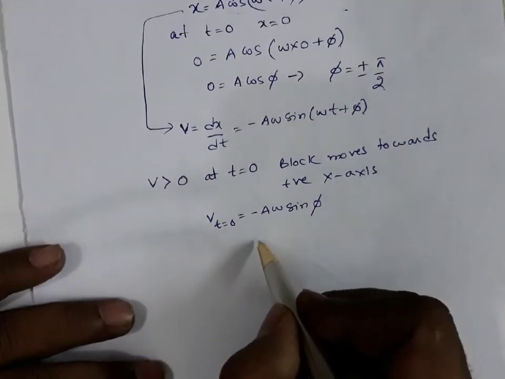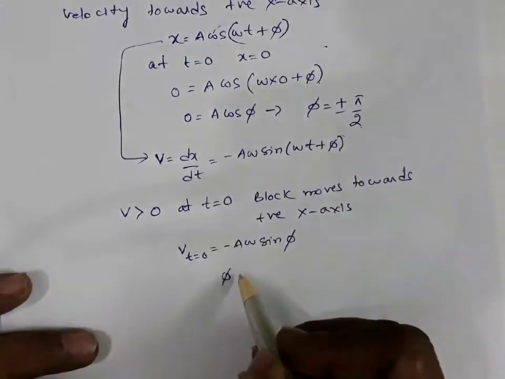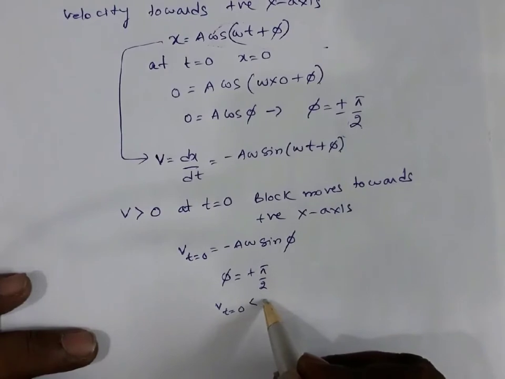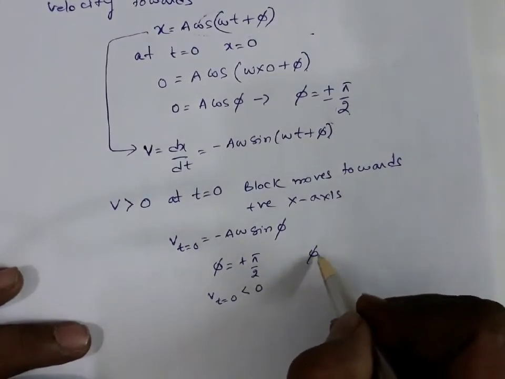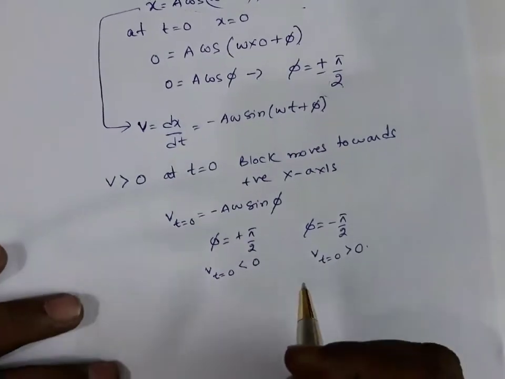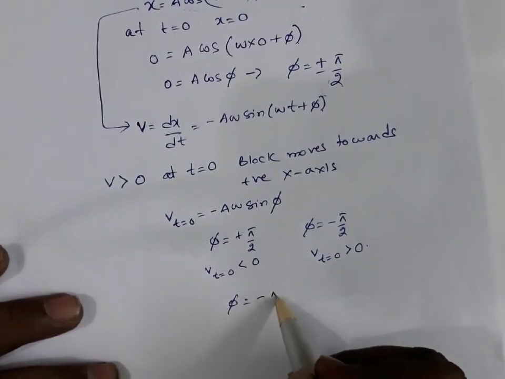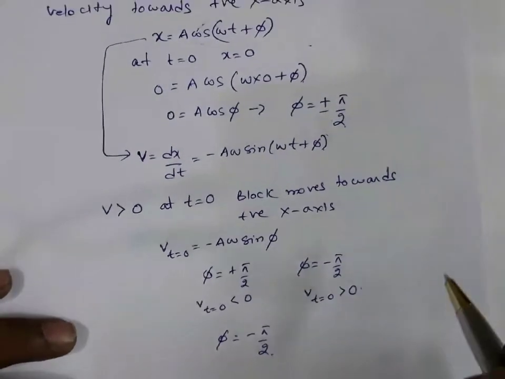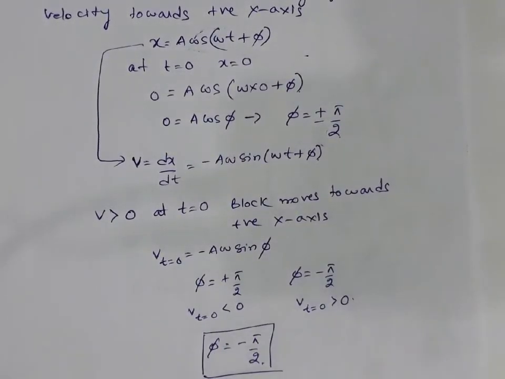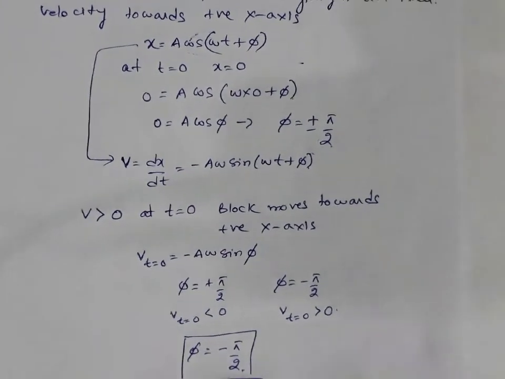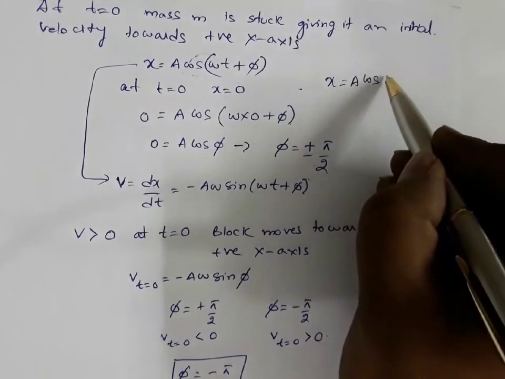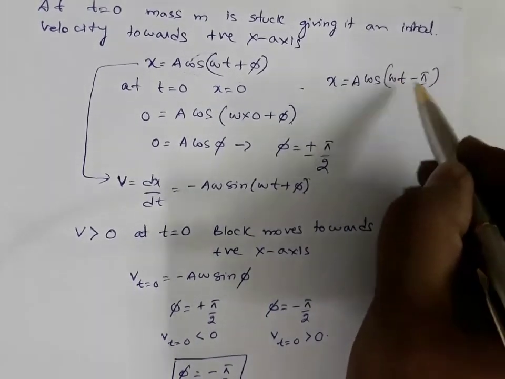Now if I substitute phi, the value of phi was plus minus pi by 2. For phi equal to plus pi by 2, v at t equal to 0 will be negative. And for phi equal to minus pi by 2, v at t equal to 0 will be positive. So that means the value of phi is minus pi by 2. In this equation, if I substitute the value of phi, in the question they can ask what is the value of the initial phase, or they can ask to frame the equation. If they ask to frame the equation, then the equation will be x is equal to a cos(omega t minus pi by 2).